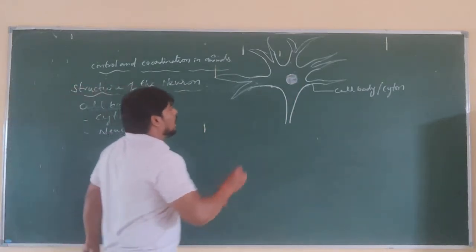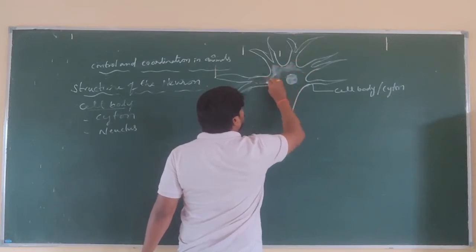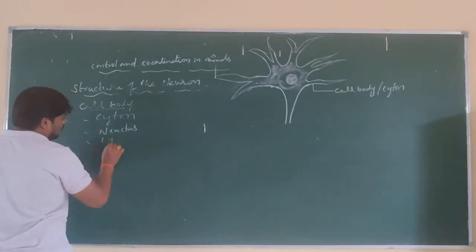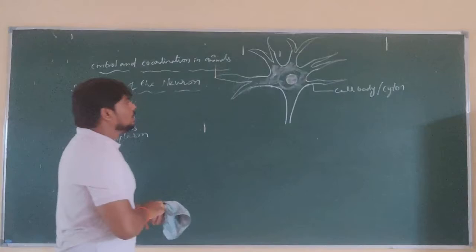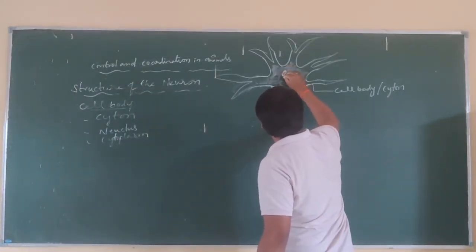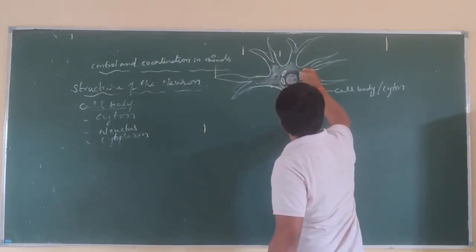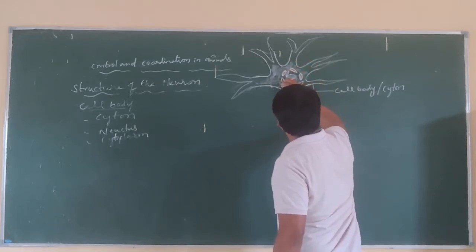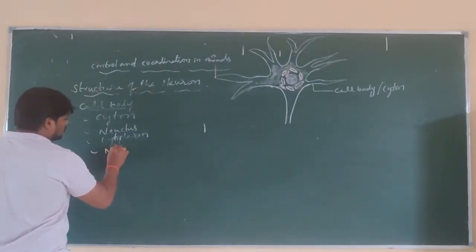The nucleus is filled with cytoplasm, and surrounding the nucleus are small granule-like structures. The nucleus is surrounded by granule-like structures, and they are called Nissl's granules. What are they called? Nissl's granules.